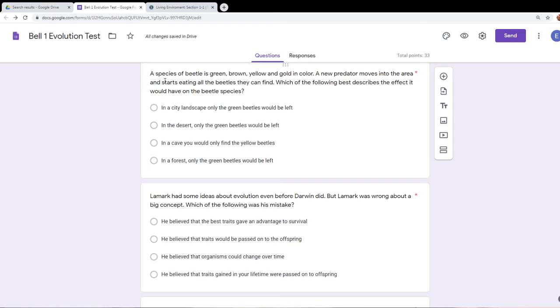In a city landscape, only the green beetle would be left. In a desert landscape, only the green beetle would be left. In a cave, you would only find the yellow beetles. Or in a forest, only the green beetles would be left. Which of those is true if we started with green, brown, yellow, and gold, and a predator showed up and starts eating all of them that he can find? Which one of these matches the environment to the trait?